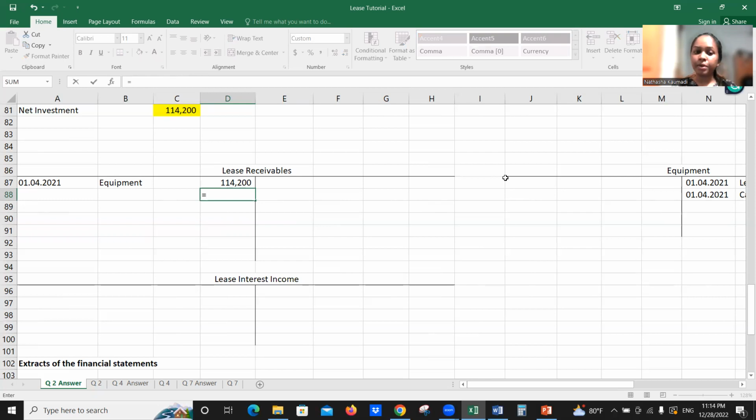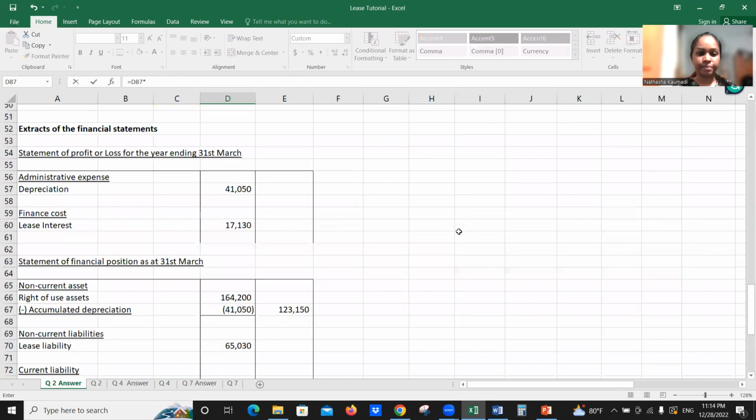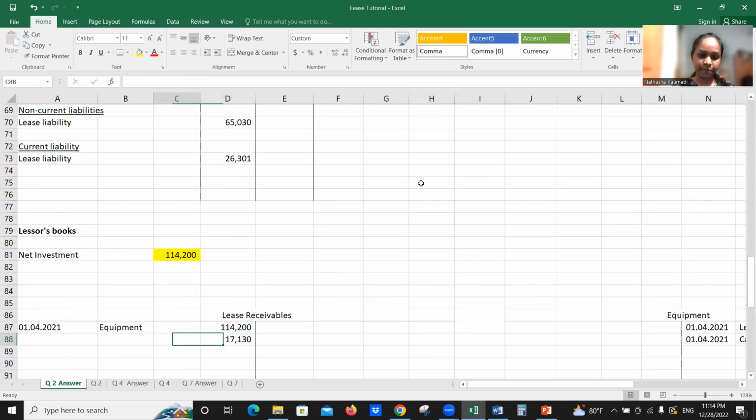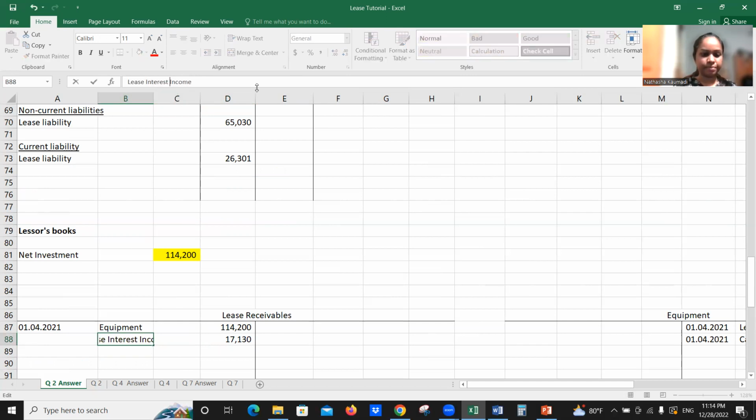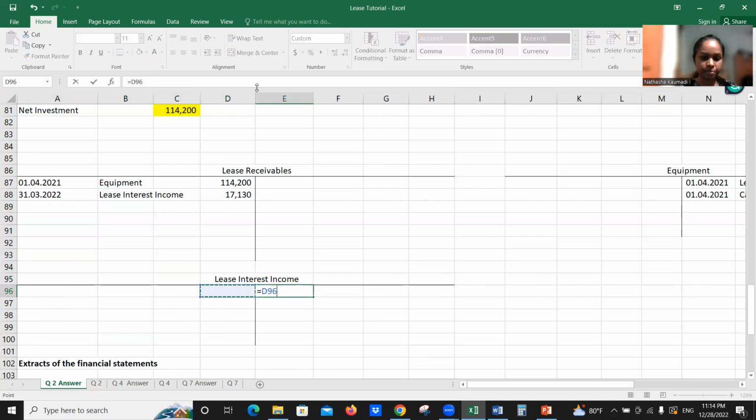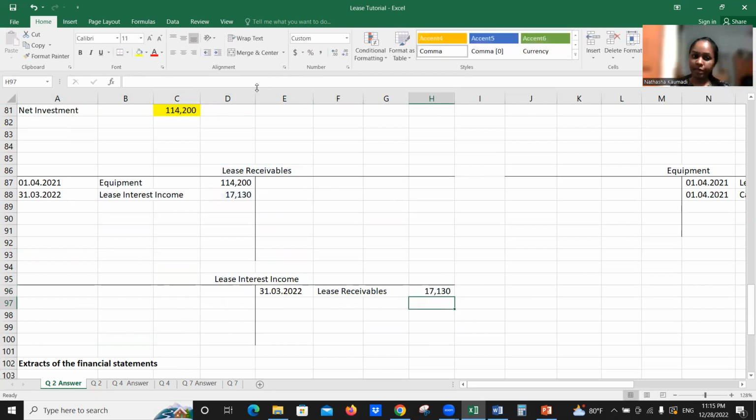What is the amount? How do you get the amount? You have 114,200 as the total lease receivables. Multiply this by the rate we are using in this question, 15%. That is 17,130. This is lease income, meaning lease interest income. You are recognizing this after 1 year. So you go to the lease interest income account. That is an income account, which means it is credited. Lease receivables debit, lease interest income credit, because you need to recognize this income for the 1 year period.